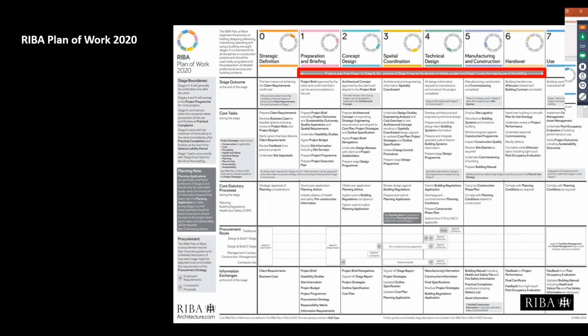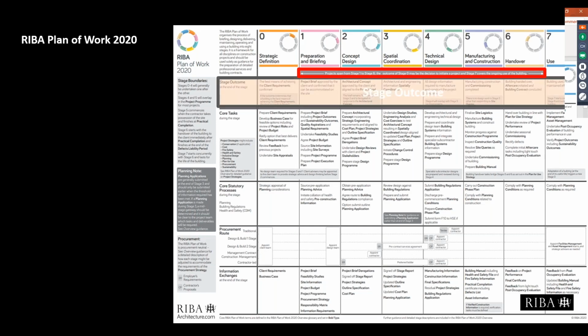The first thing that we've tried to do is to introduce a stage outcome bar, really trying to make it succinctly clear what the goal is of each RIBA stage. And I think a crucial point that people sometimes miss is that the outcomes of one stage are really important in terms of framing the beginning of the next stage.